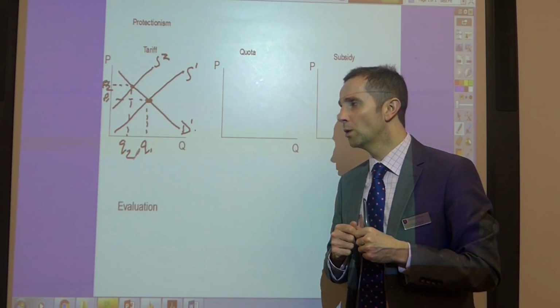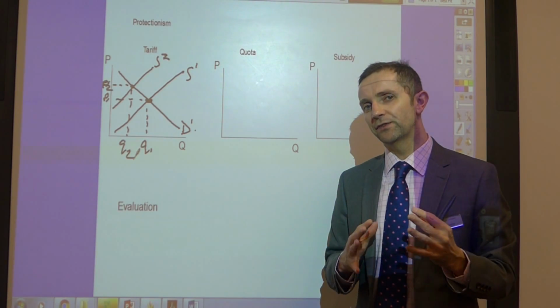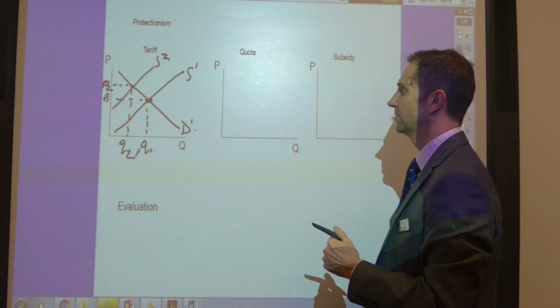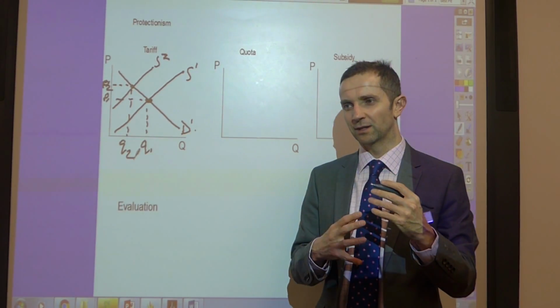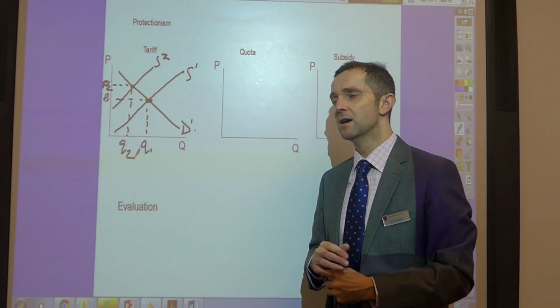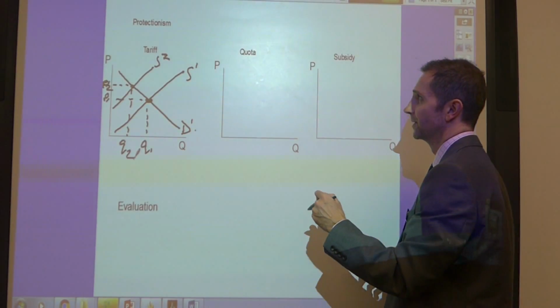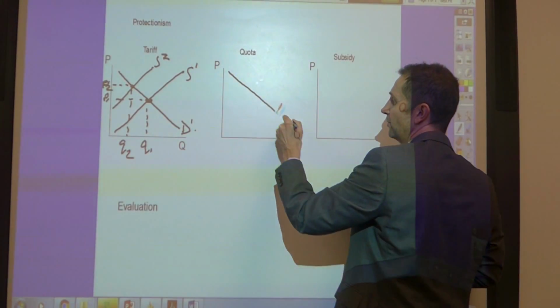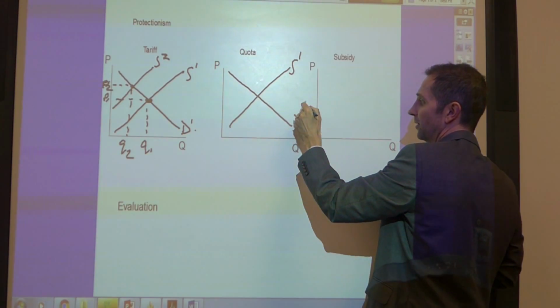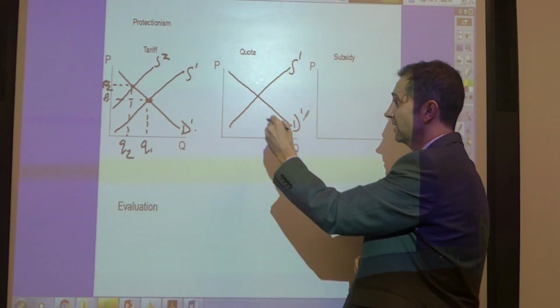What about the quota? So the quota is a physical limit, actually physically limiting the number. So you'll know that if you've looked at, say, common agricultural policy and fisheries policies and quotas and the amount of fish that can be caught. So let's draw our quota diagram. Again, very straightforward diagrams really. Supply and demand once again.